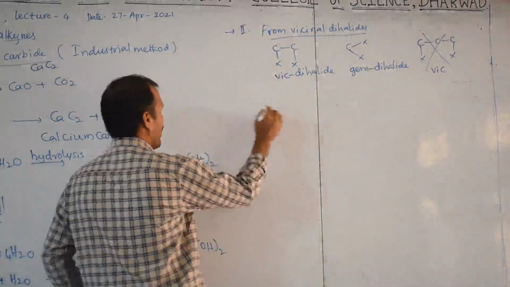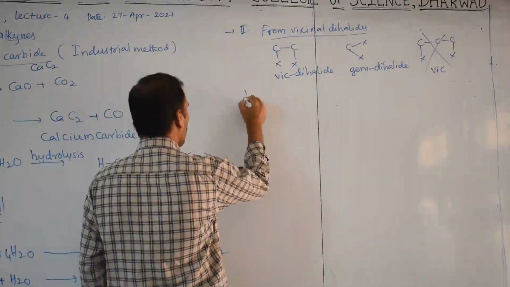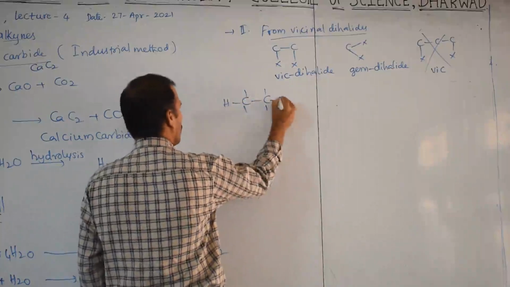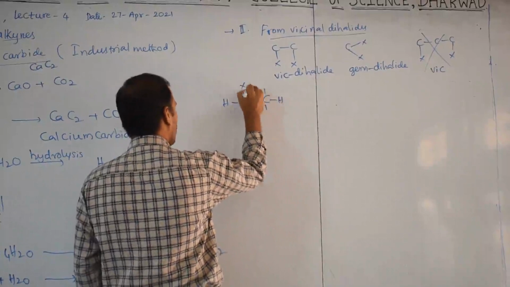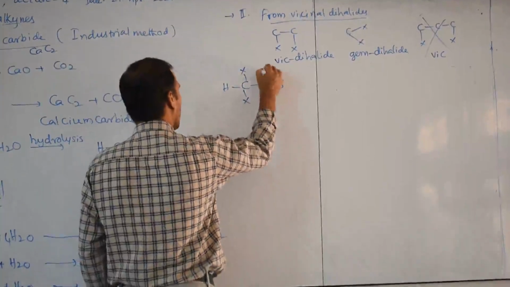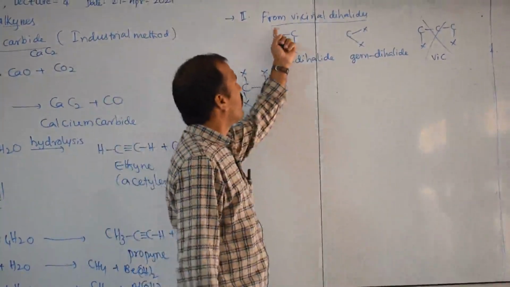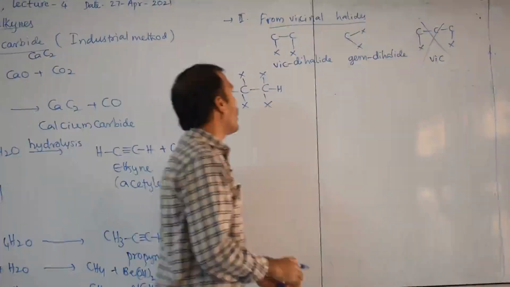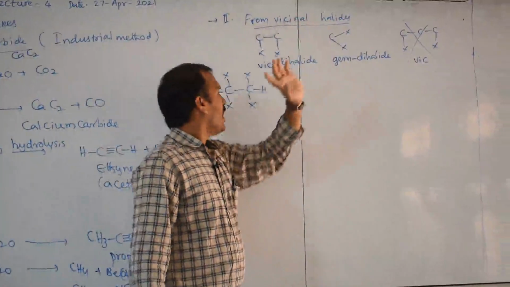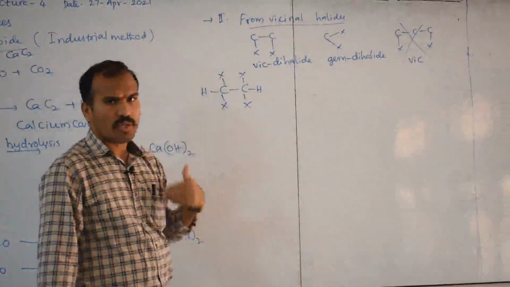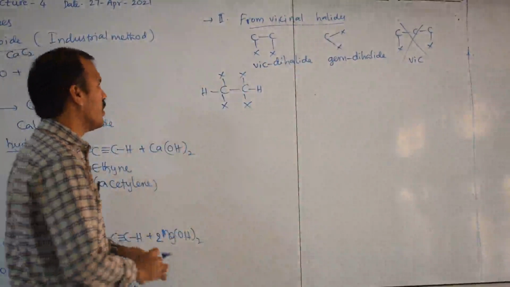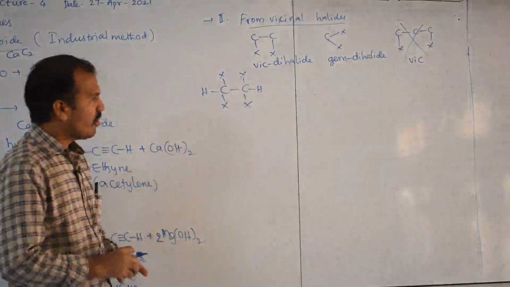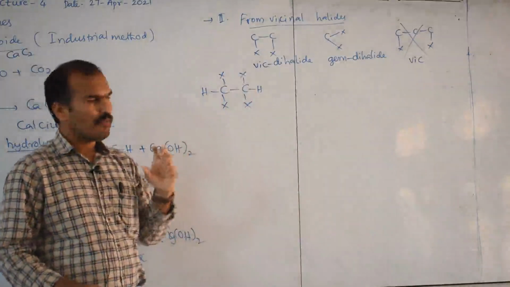Now we will take one example here. Hydrogen, X X X X. So here these are vicinal halides only, right? Because here 4 are there. Vicinal halides, meaning 1, 2, 3, 4. It is totally a tetrahalide. So these are adjacent, these are also adjacent. Anyway, 2 or 4, totally vicinal is there.